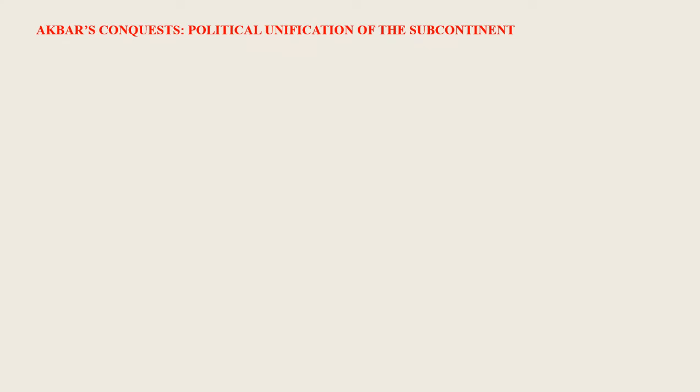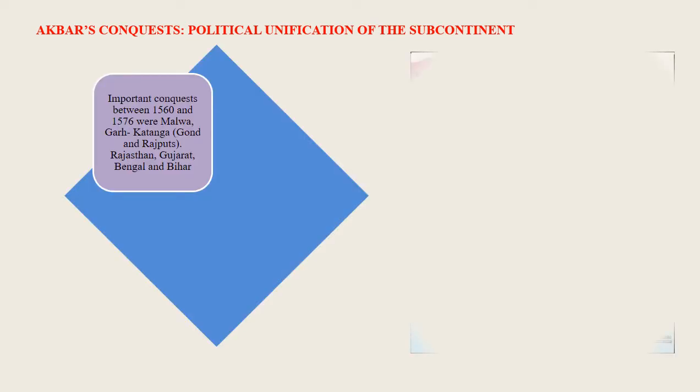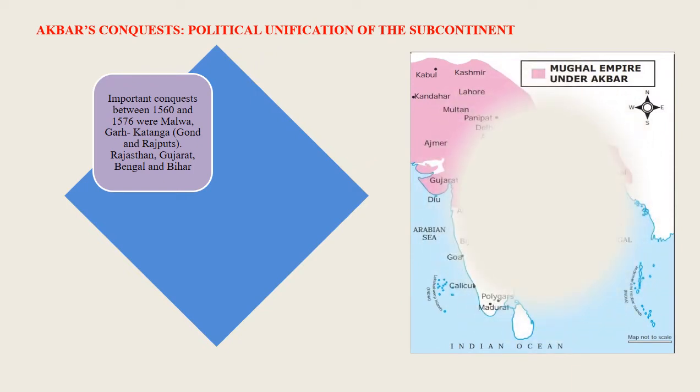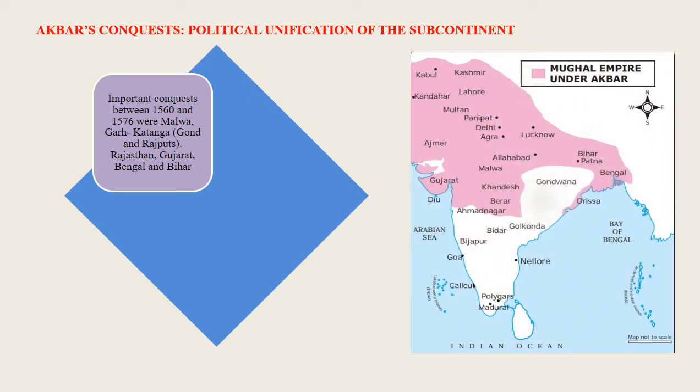Akbar's conquest, political unification of the subcontinent. Akbar followed a policy of conquest for the expansion of his empire. Some of his important conquests between 1560 and 1576 were those of Malwa, Garh-Katanga, a number of Gond and Rajput principalities, the major part of Rajasthan, Gujarat, Bengal and Bihar.